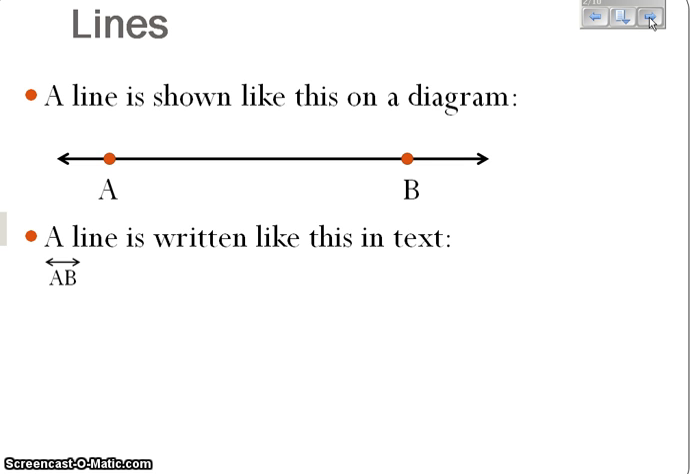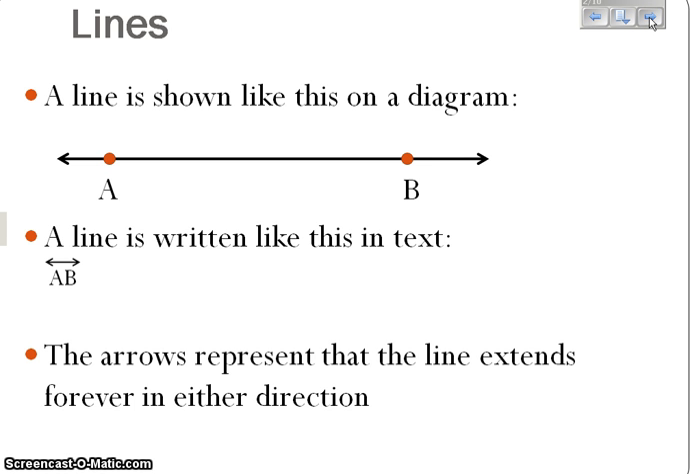If you take this line and you were writing it in text, you would just have A, B, because those are two of the points that it runs through, with the little miniature line on the top. It does need to have the arrows on both sides. The arrows represent that the line extends forever in both directions.